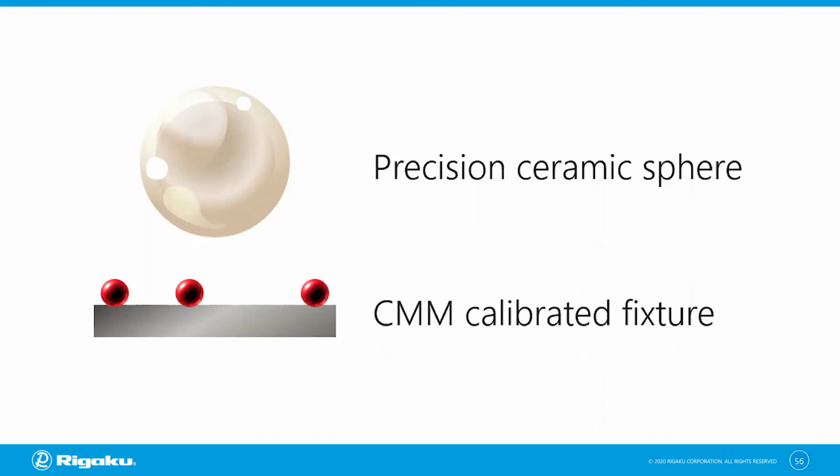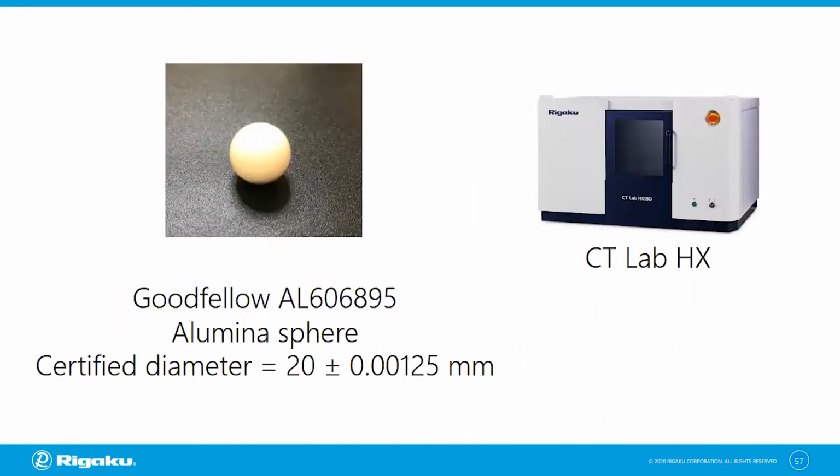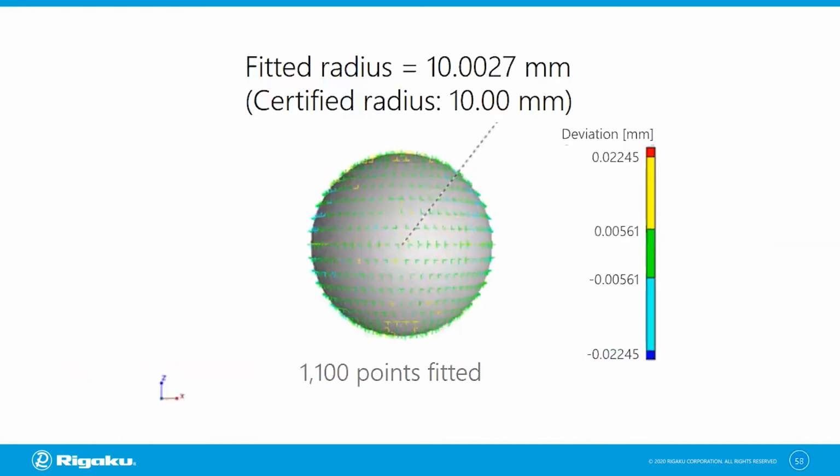Now, let's take a look at an example. So this is an aluminum sphere, the L203 sphere from Goodfellow. And this little sphere comes with a certified diameter of 20 plus minus 0.00125 millimeter. You can put this on a CT scanner, and we use the Rigaku CT Lab HX in this case. And you do a scan, define the surface, then you measure the radius in this case. The best fitted radius in this case came out as 10.0027 millimeter, and that is pretty close to the certified radius.